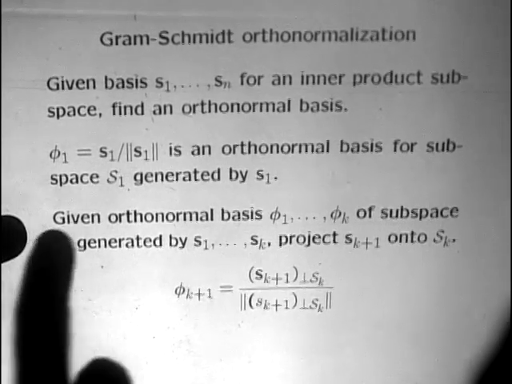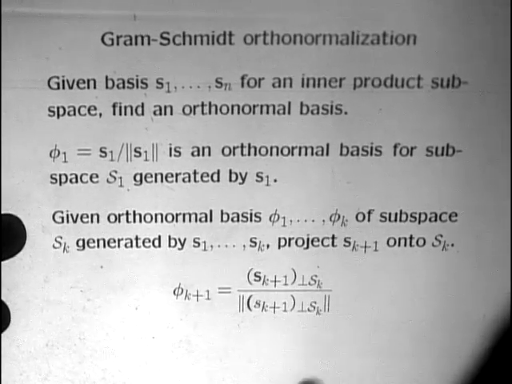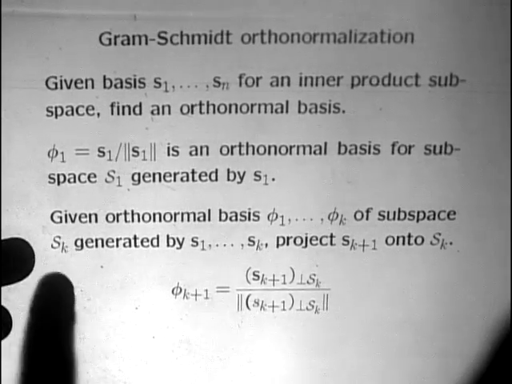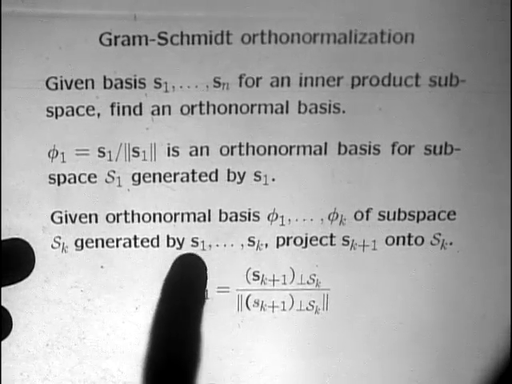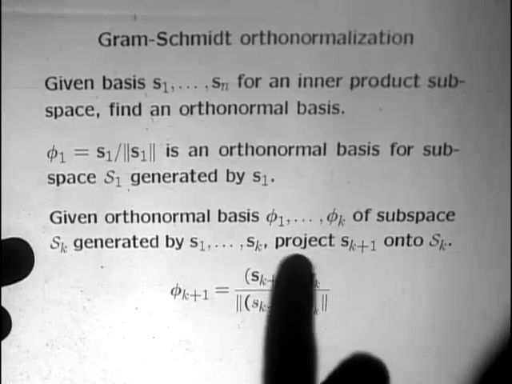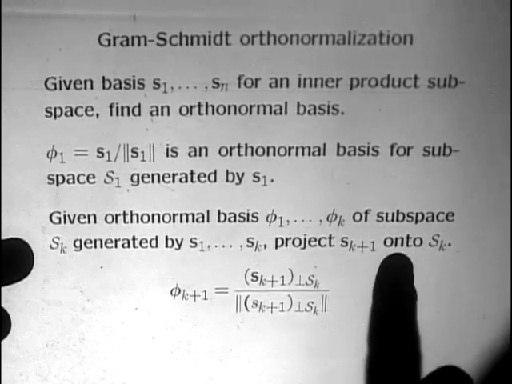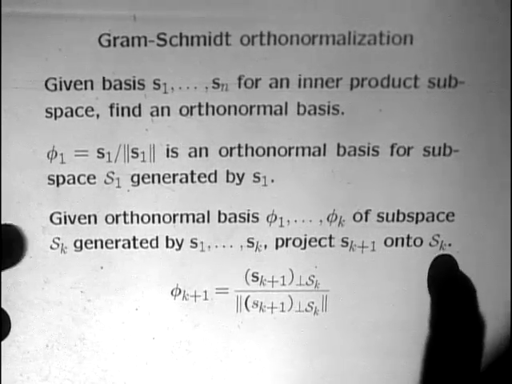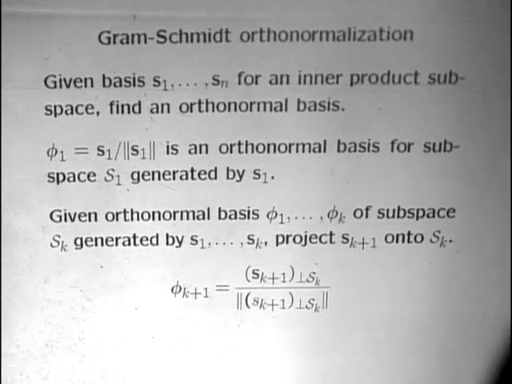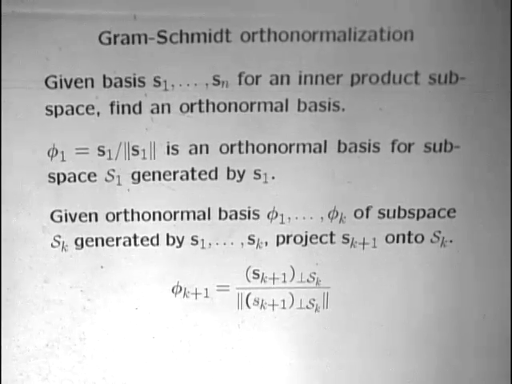So given any orthonormal basis, phi1 up to phi sub k, of the subspace Sk generated by S1 to Sk, I'm going to project Sk plus 1 onto this subspace S sub k, and then I'm going to normalize it. Okay, and by going through this procedure, I can in fact find an orthonormal basis to any set of vectors that I want to any subspace that I want to.